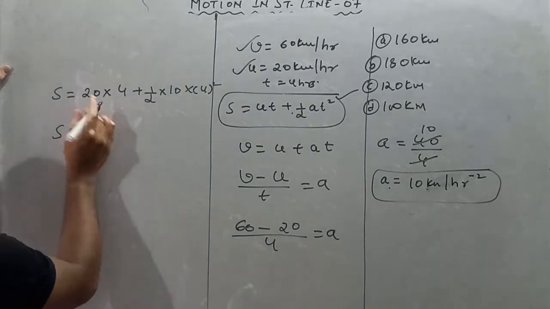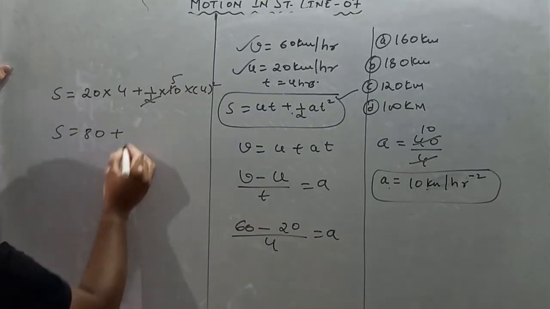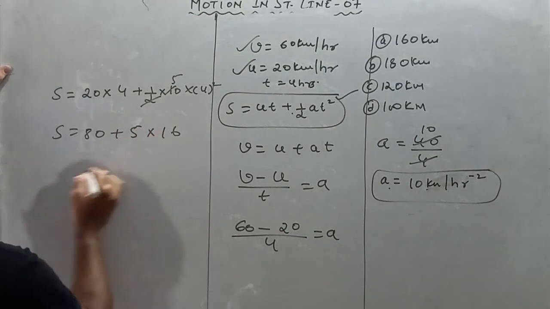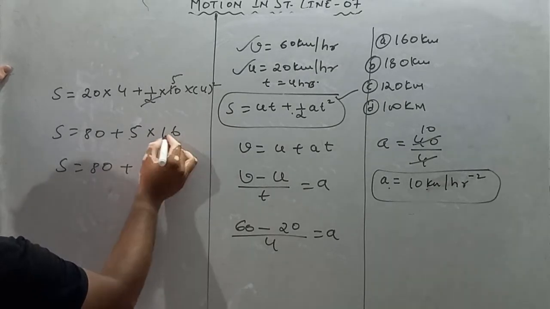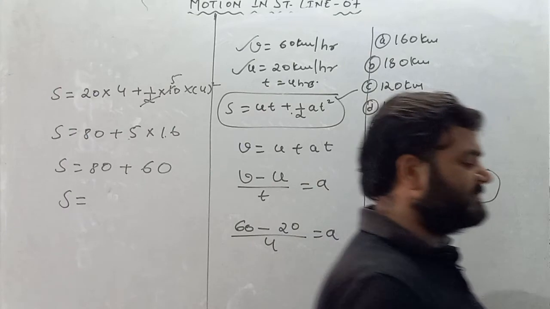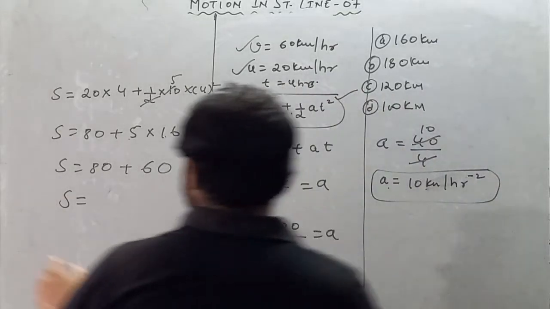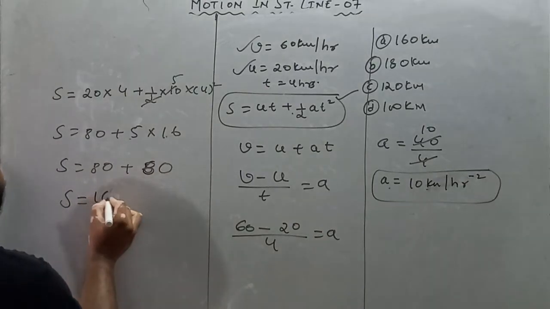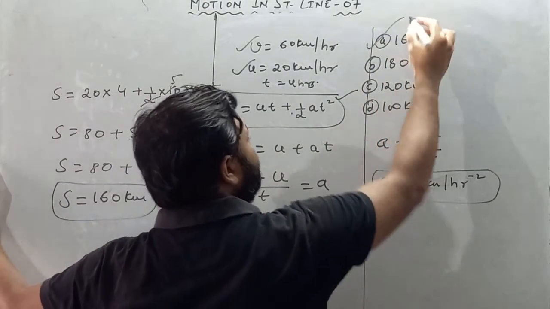So s equals 4 twos are 8, it becomes 80. The half gets cancelled and we get 5. 5 into 16. So s equals 80 plus 80. I'm sorry, it will be 80 again. So 80 plus 80, it is 160 kilometer. So the correct option is, my dear student, option A.